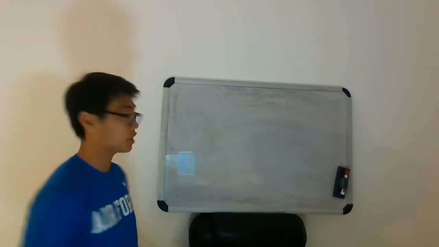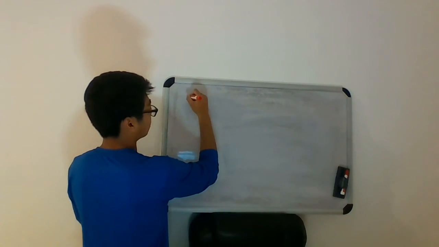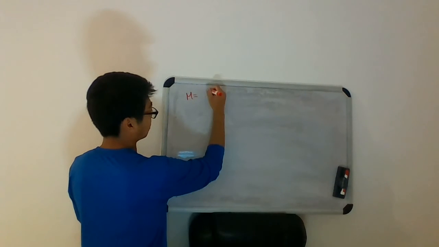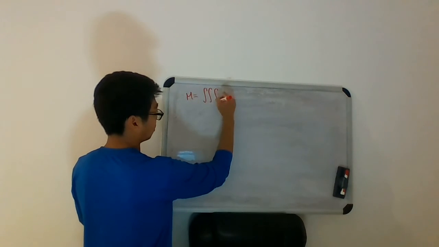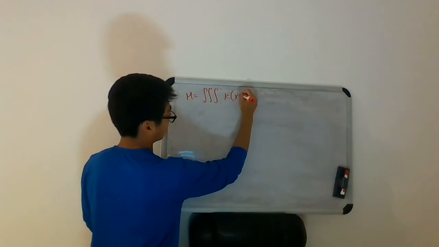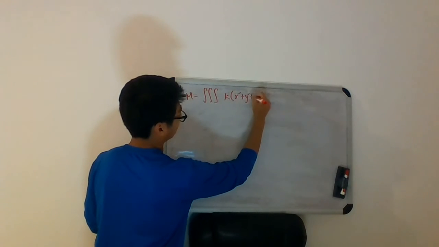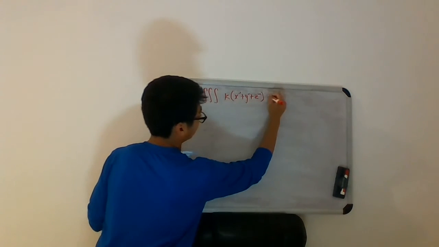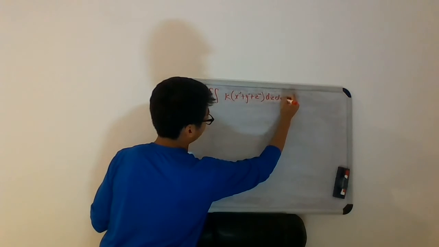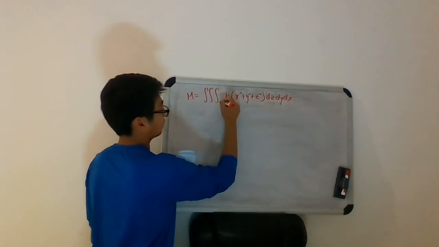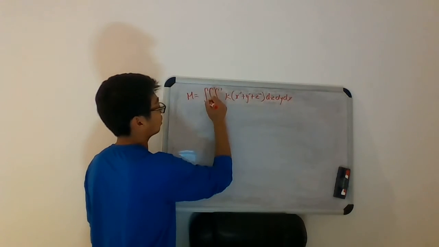Now the fun begins. So we're going to evaluate the expression that we determined earlier, where mass is equal to the triple integral of k times x squared plus y squared plus z squared dz, dy, dx from 0 to 1, 0 to 1, 0 to 1.